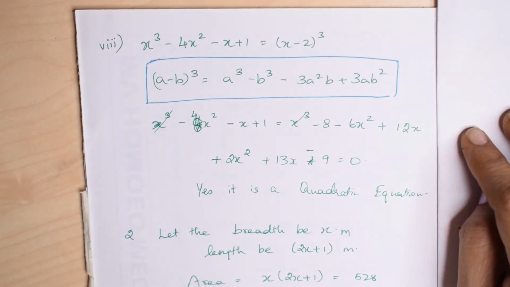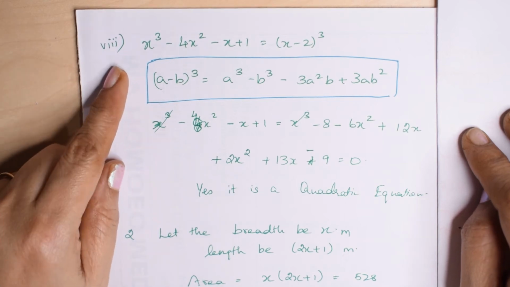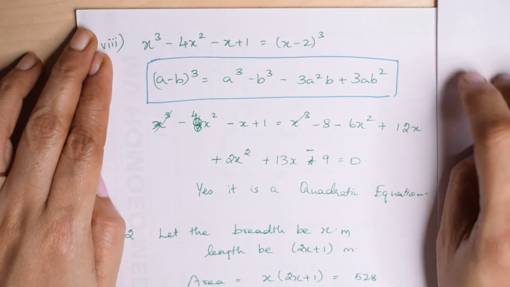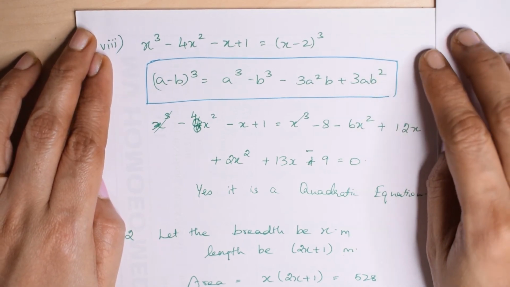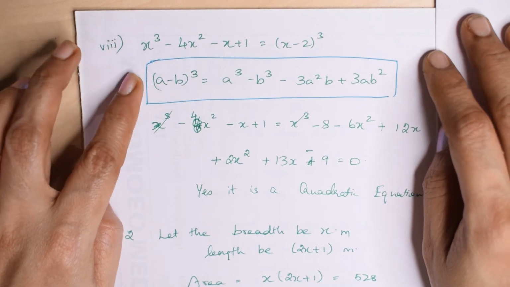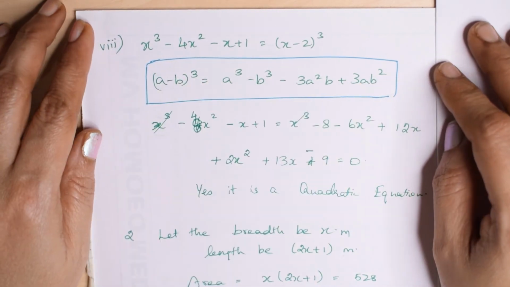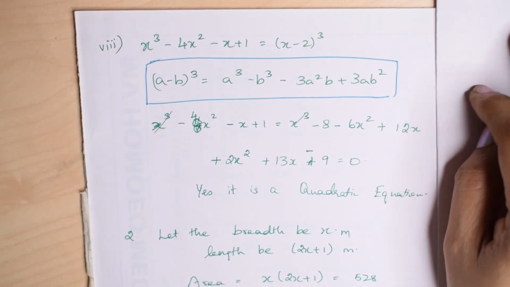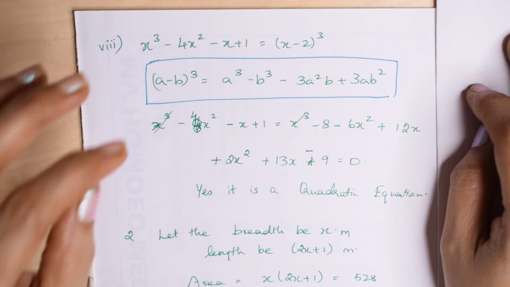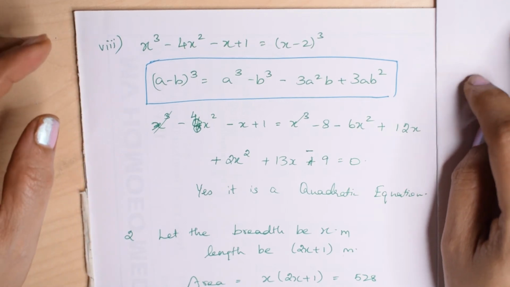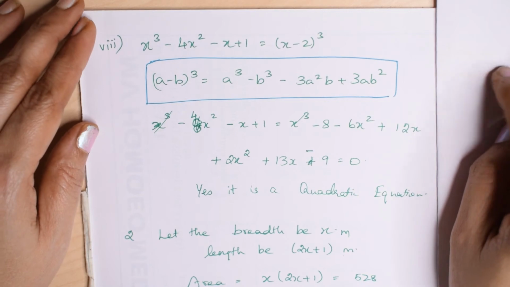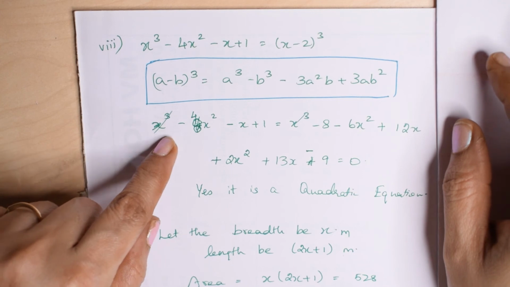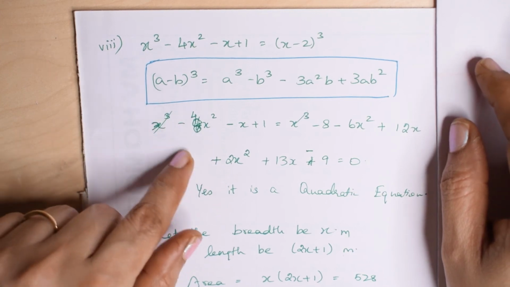So going to the 8th sum, we can see that x cube minus 4x square minus x plus 1 is equal to x minus 2 whole cube. Here you can use the formula for a minus b whole cube. If you don't know the formula, a minus b whole square into a minus b, then you have to multiply it. A minus b whole square, you know, is a square plus b square minus 2ab, into a minus b, you multiply. That is the long way you can solve it. But while you are using the formula, it becomes very simple.